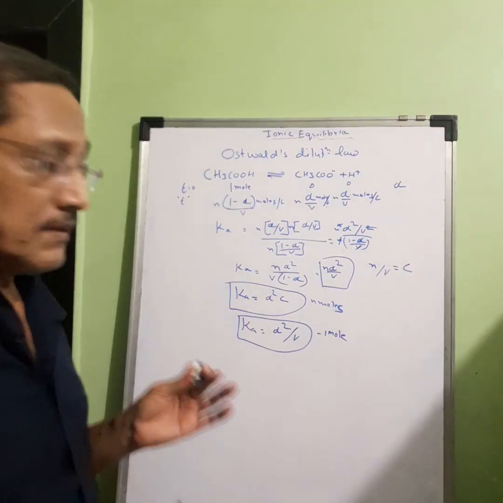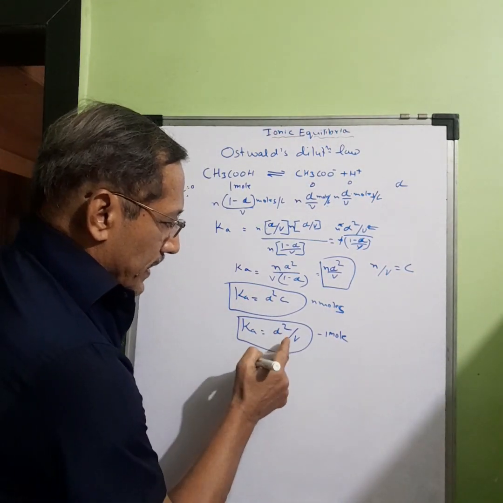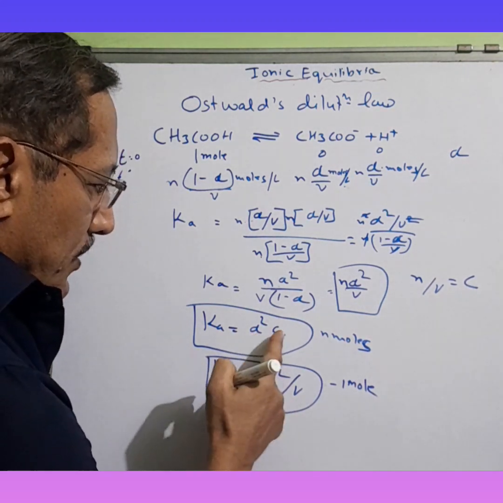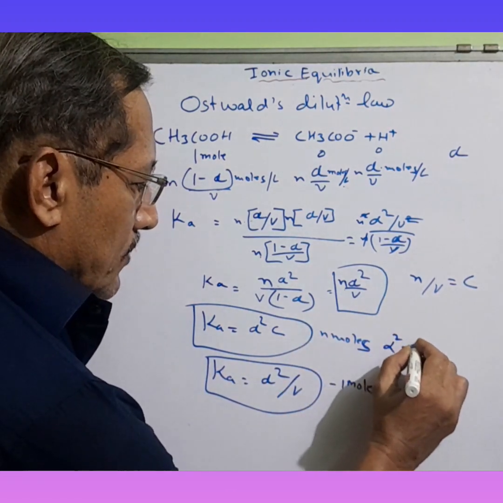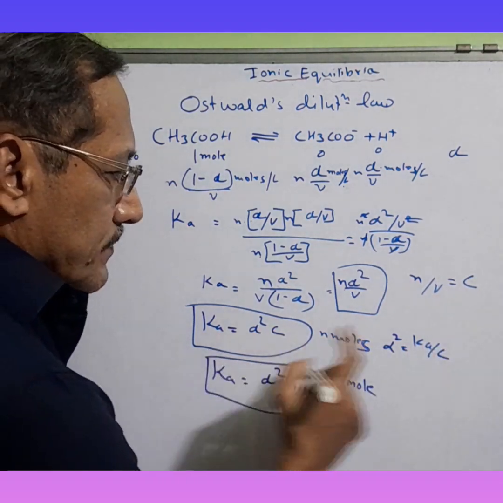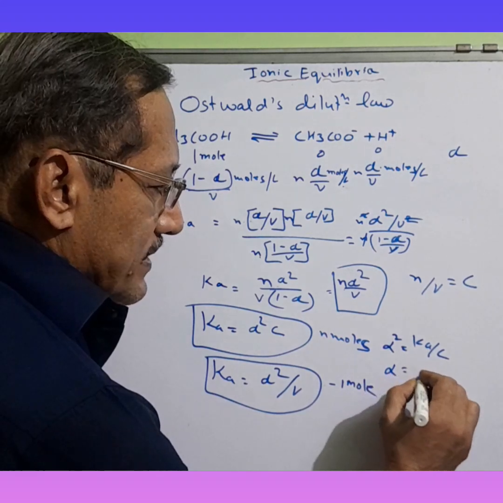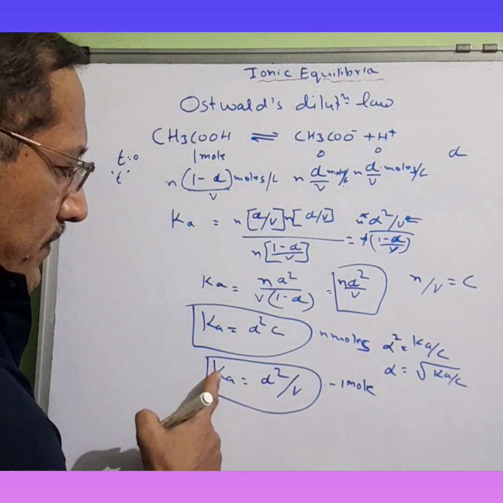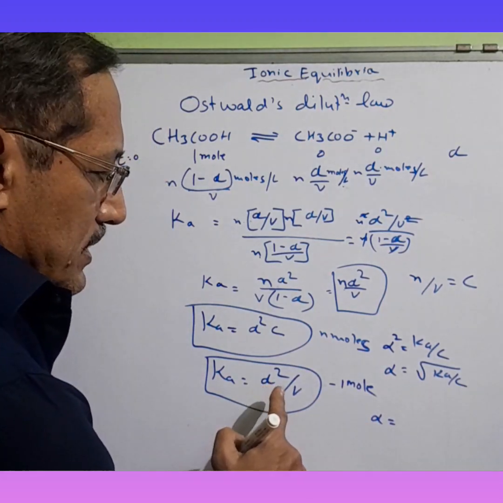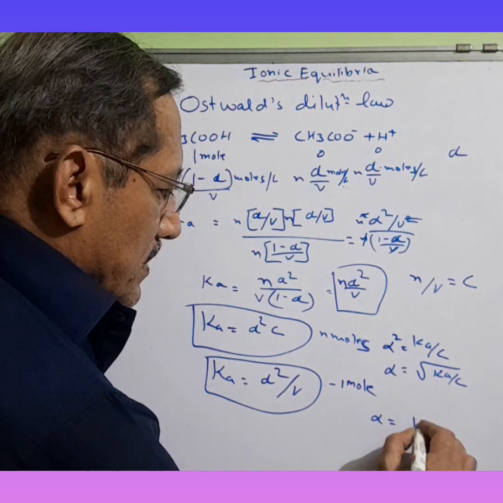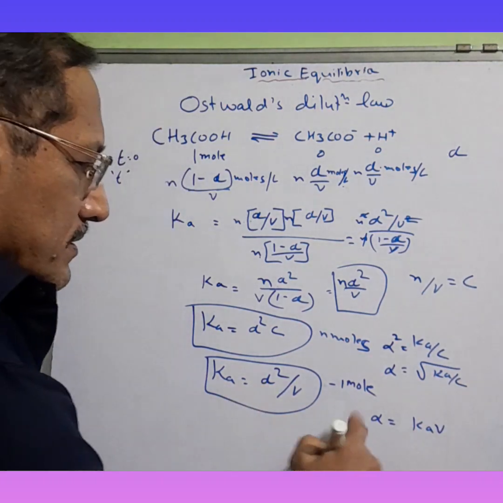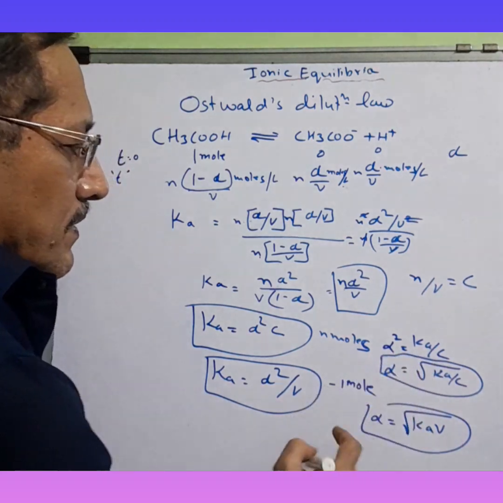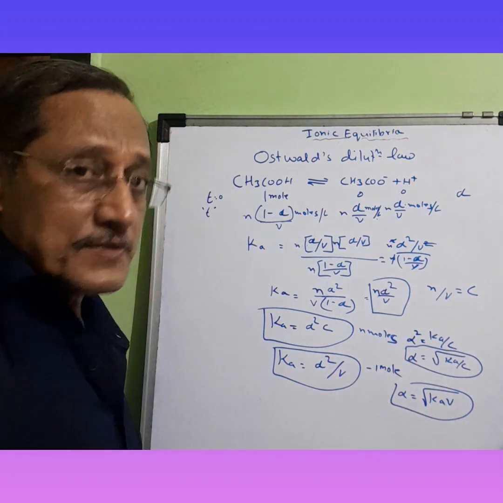And guys, in case you intend to find alpha, suppose this is the equation given and you want to find alpha. In this case, alpha square is equal to Ka over C. This goes down there, and then take the root on both sides, so it becomes the root of Ka over C. But in the case of 1 molar situation, V goes there, so alpha becomes the root of Ka into V. So this is for alpha in case of n moles, and in case of 1 mole.